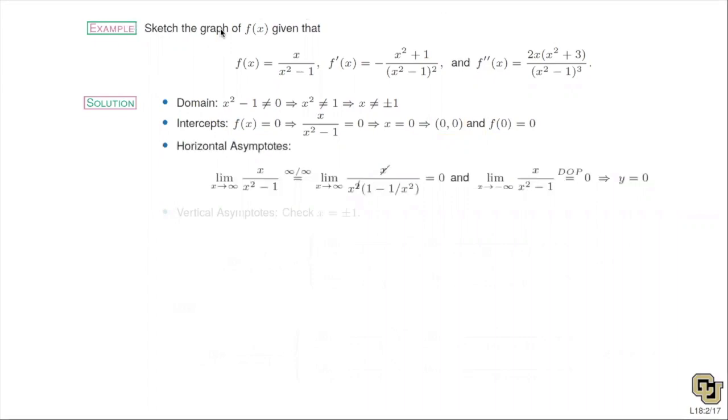For horizontal asymptotes, remember we take the limit as x goes to infinity and as x goes to negative infinity. And here, you can use dominance of powers to answer the question. I did it both ways. I used the actual technique where you factor out the highest order term, but you don't need to at all. I would just do dominance of powers.